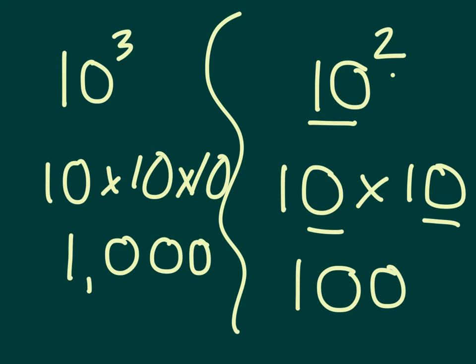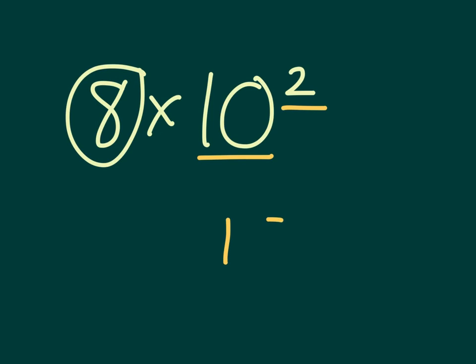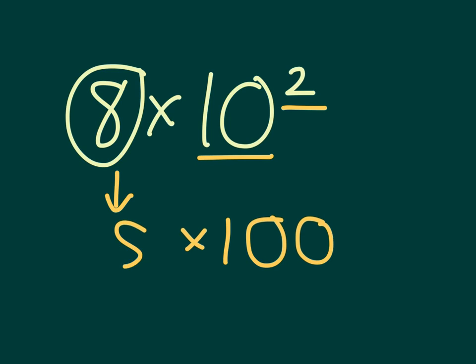Now we're going to step it up and take it a step harder. We're just going to add one step to what we were doing earlier. So you see that in addition, I now have a number that you're going to multiply times 10 to the second power. So let's look at it this way. First, solve 10 to the second power, and we know that is 100. So now I'm going to just bring down my other factor here. So my problem is 8 times 100, and we know that 8 times 100 is 800.